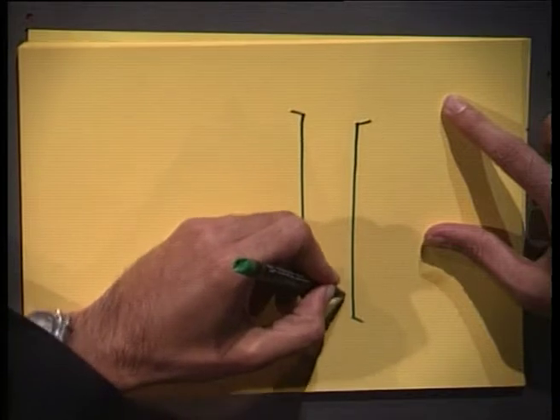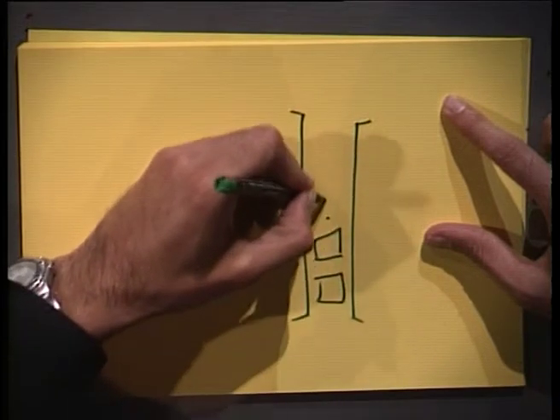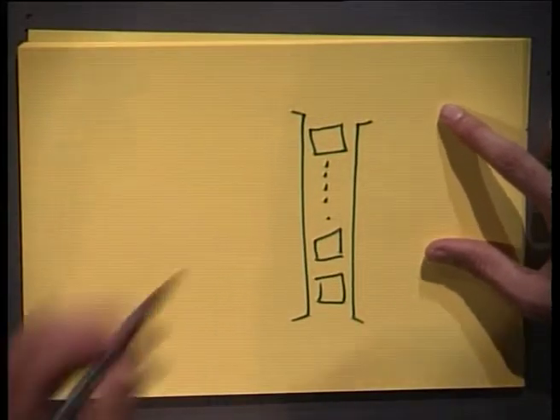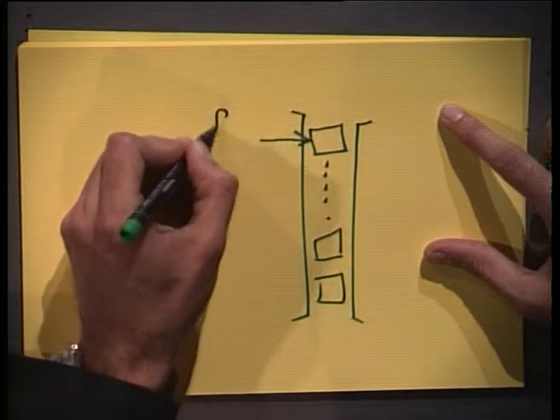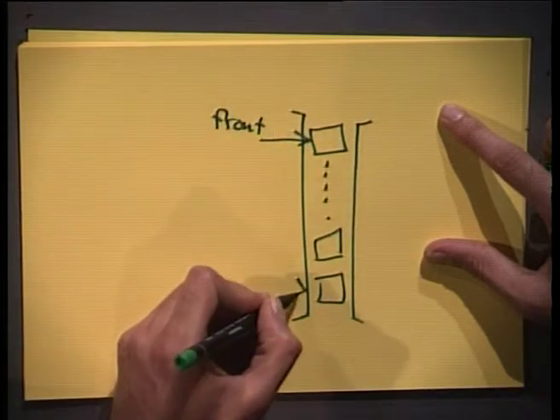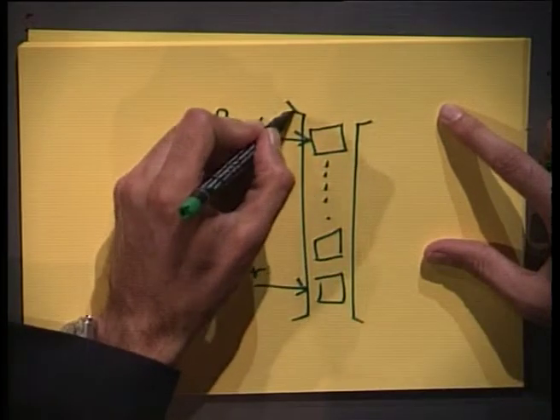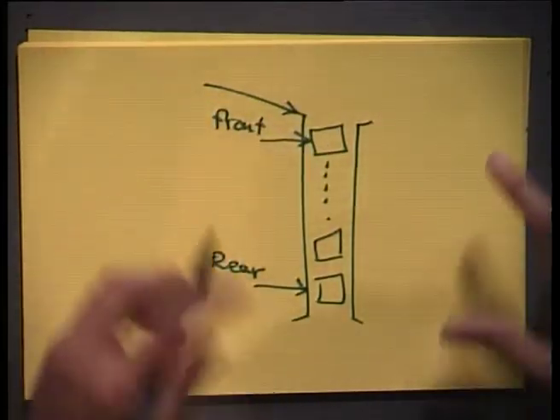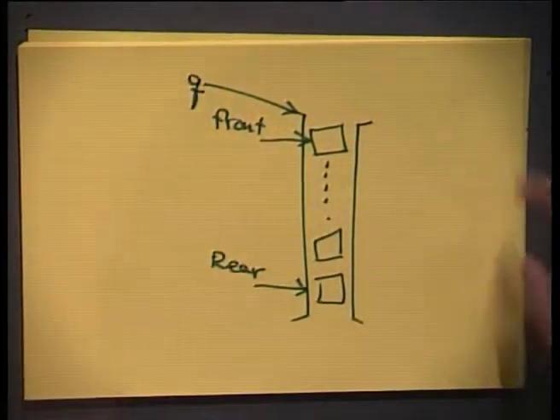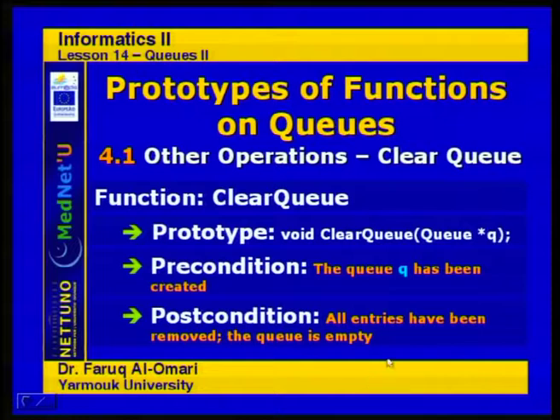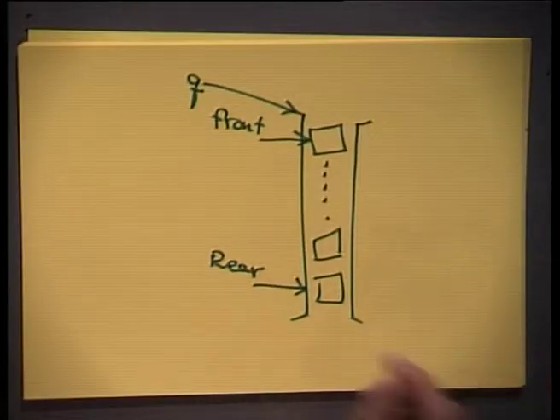Basically I have some entries already in here, but for some reason I want to clear them out. Front was pointing here, rear was pointing here. And there is of course a pointer to the data structure comprising the queue, which we call small q. The assumption we're going to make for this function as a precondition is that the queue already exists, has already been created, and has some entries in there.